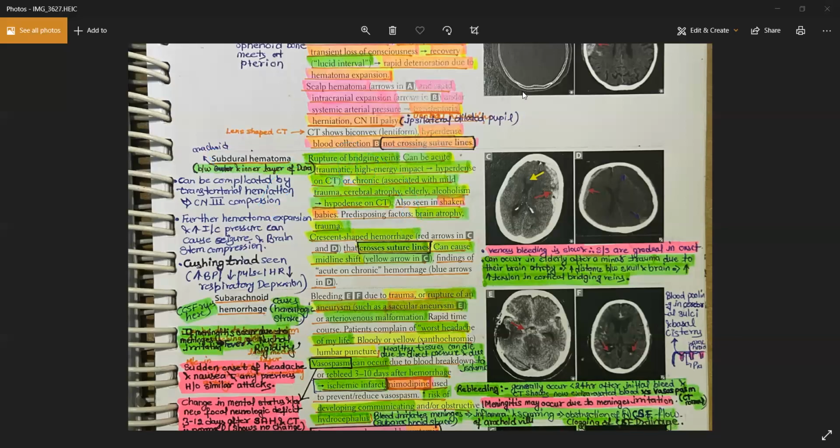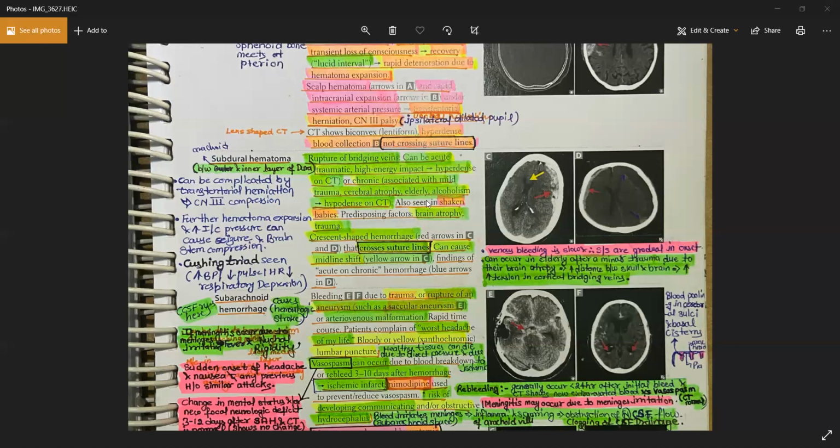Okay, so it is because of rupture of the bridging veins, and that happens because of a traumatic or high energy impact. It will appear as a hyperdense mass on the CT, as you can see. It will be an expanding type of mass. Okay, it can also be very much chronic.